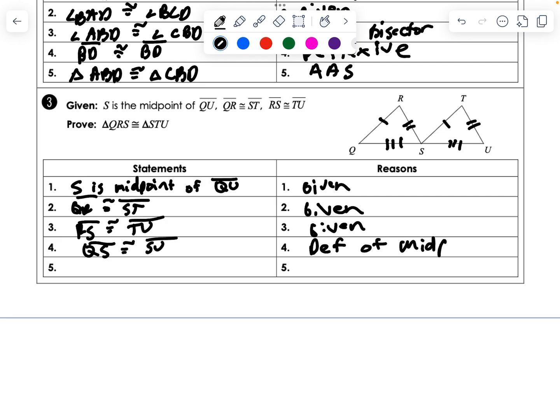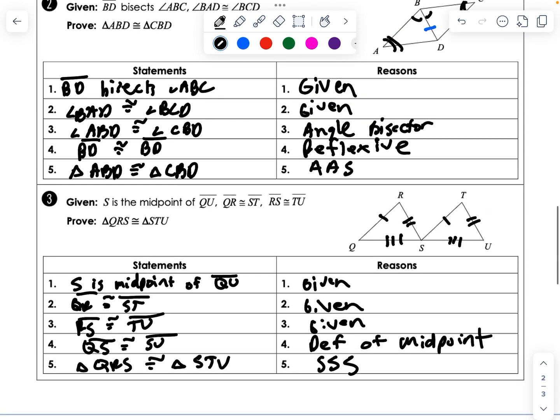And then we can say the triangles are congruent, triangle QRS congruent to triangle STU, by the side congruence theorem. All right, well done.